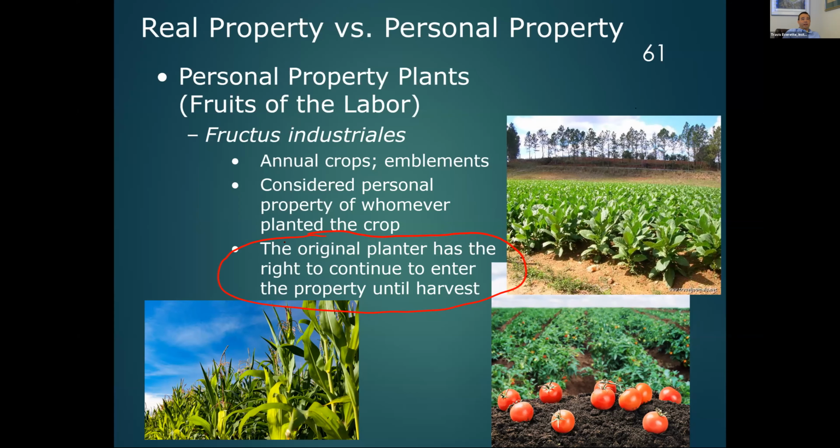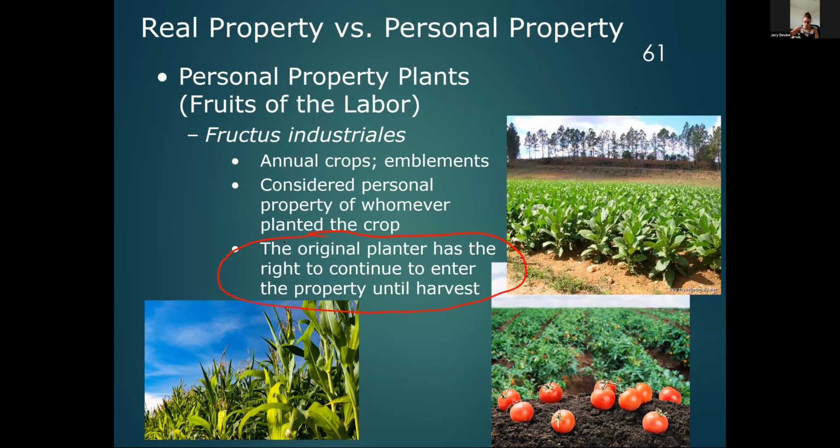They can leave them there, and the new owner has to not only allow them to stay there, but has to allow the person who planted them to re-enter the property so they can tend to that crop and harvest that crop. So let me ask you a question. If you were selling a property with a big 2-acre garden on it, do you think that would present an issue right there? Yes.